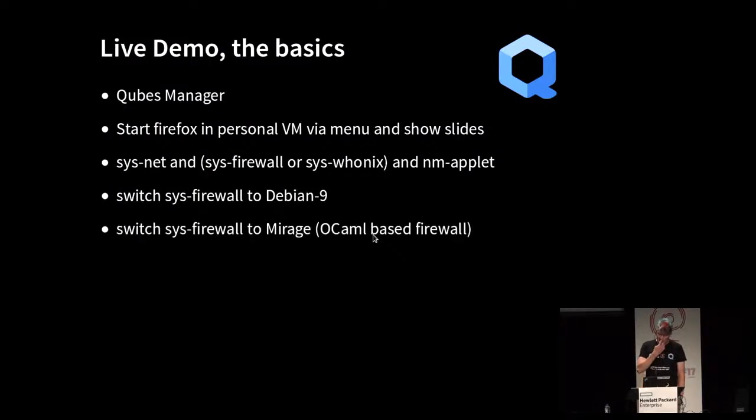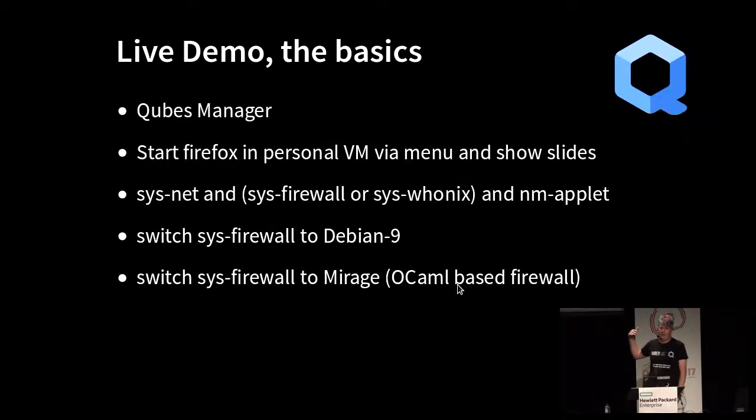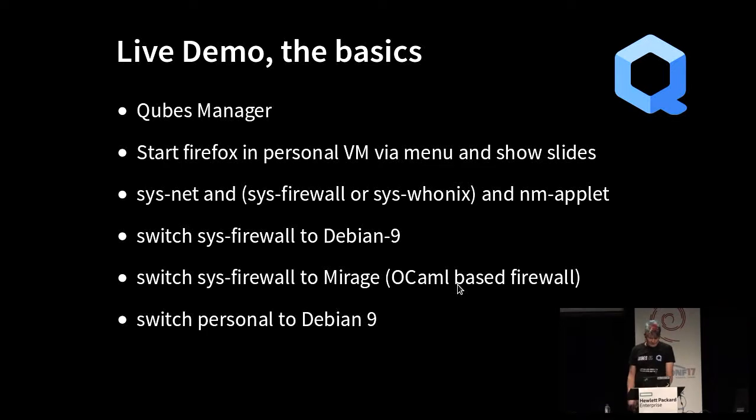I could also switch the firewall to a completely different system, it doesn't have to be Linux, as long as it runs Xen. So one thing, Mirage is an OCaml-based firewall, which I don't remember, 1 megabyte RAM requirements and a few more megabyte storage. So you can save resources there if you have other firewalls or if you just want to have more secure firewalls. And the same thing, I switch my personal VM to Debian 9.